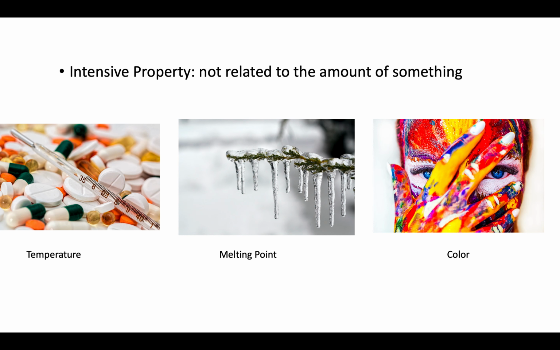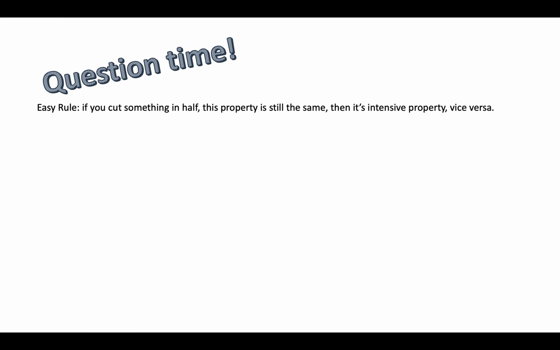Another example is color. Let's say you have a blue T-shirt. If you rip it in half, they still have the same color, right? The color won't change because that's only related to the matter itself. As I said, this is a very simple question. You will always have this on the first exam, and you will never see it again. The easy rule is, if you're being asked, you just think about whether, if we cut this thing in half, the property is still the same. If it's the same, then it's going to be an intensive property.